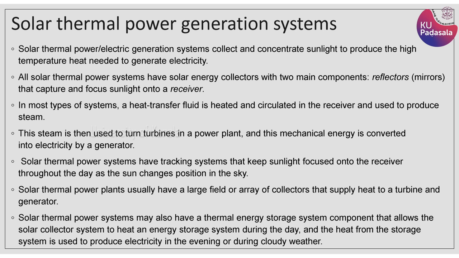So sunlight, which is a very good source of heat, is used to generate steam directly or indirectly, and this steam is used to generate electricity. So solar thermal power generation systems work on this primary idea of how to generate steam. Now, we have different methodologies, where phase change materials are the ones which are catching up in the industry.